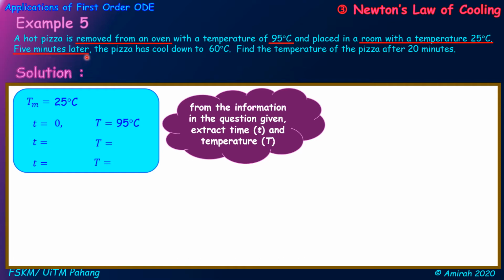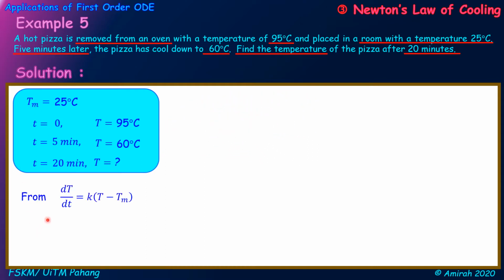From the words 5 minutes later, we can write time equals to 5 minutes. And then the pizza has cooled down to 60 degrees Celsius, so we can write temperature equals to 60 degrees Celsius. And then find the temperature means temperature equals to question mark, after 20 minutes, so time equals to 20 minutes. From the information in the question given, we extract time, temperature, and temperature of room.